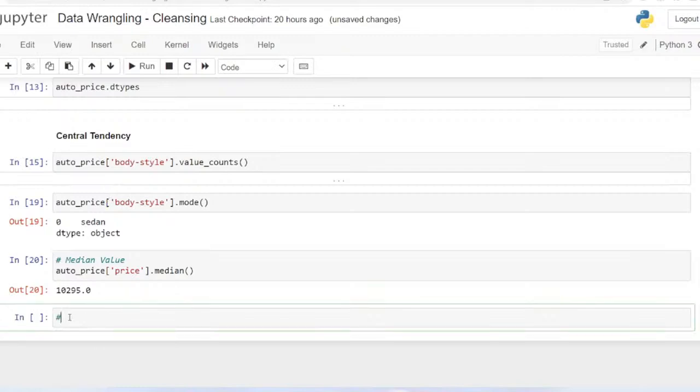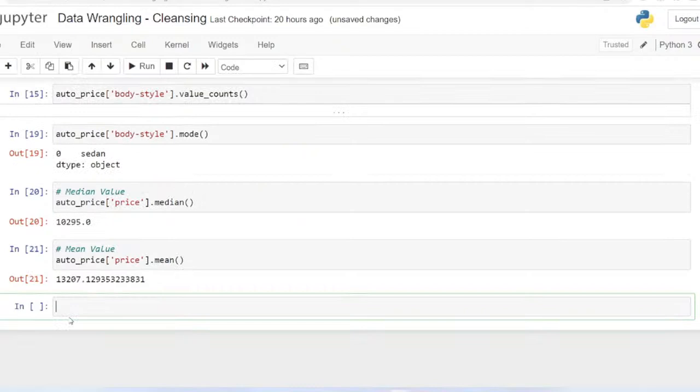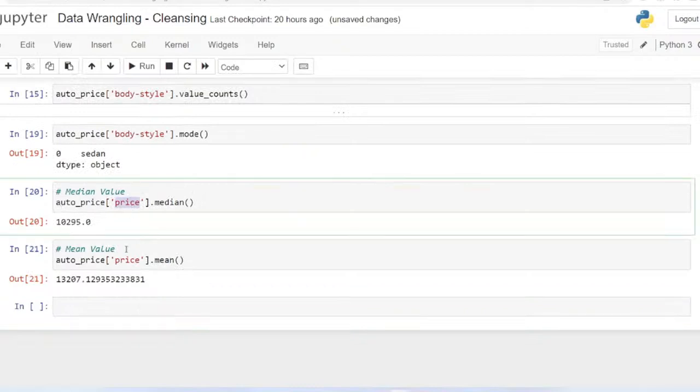Next is obviously the simple one, mean. Mean we all know. Mean is nothing but our average. So that particular thing we can calculate with the help of simple code. You can take price and just write here dot mean, and that will provide you the average. This is your median value and this is your mean value.